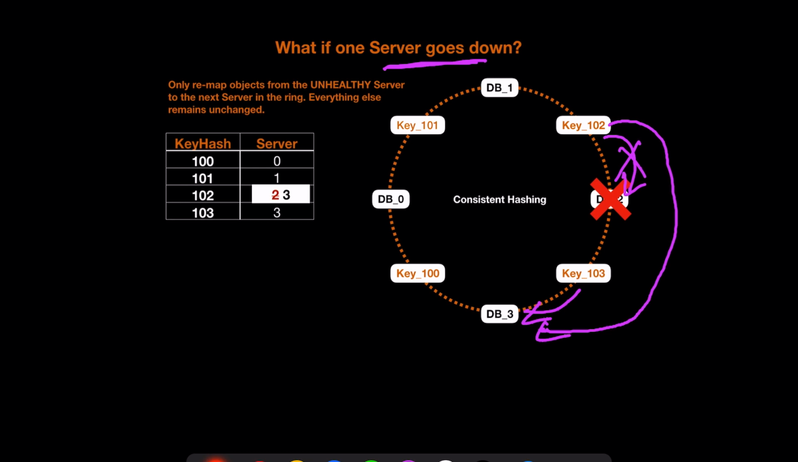In our normal hashing, if one server went down, we had to remap everything again. But in ring style consistent hashing, if one server goes down, we only remap the values which were part of, assigned to, or mapped to that specific server.